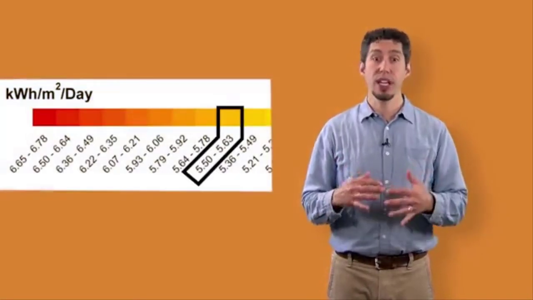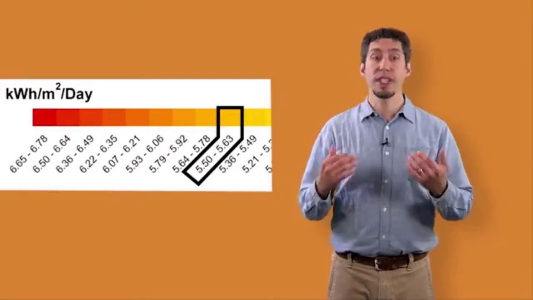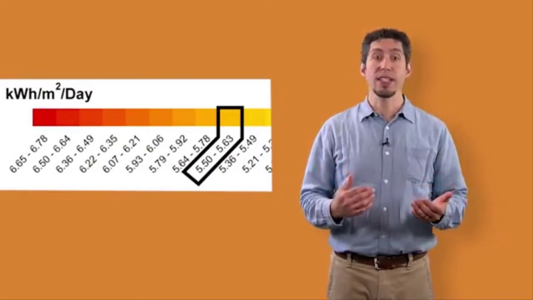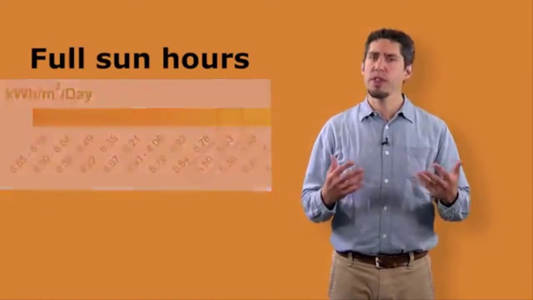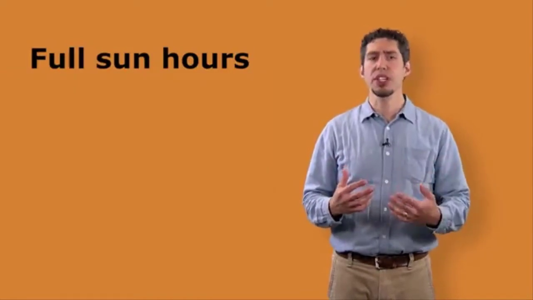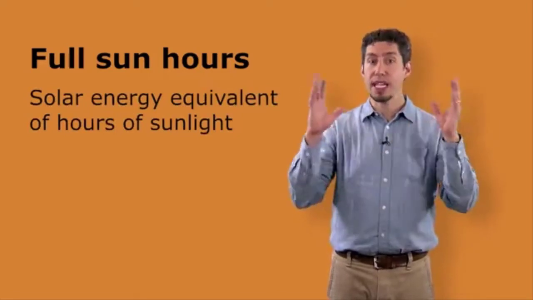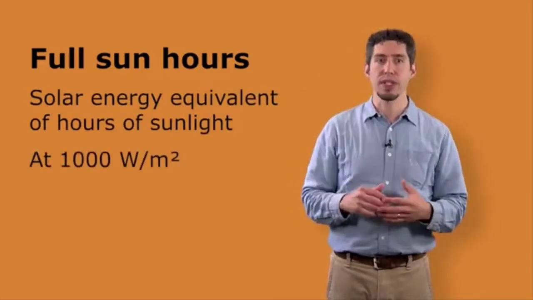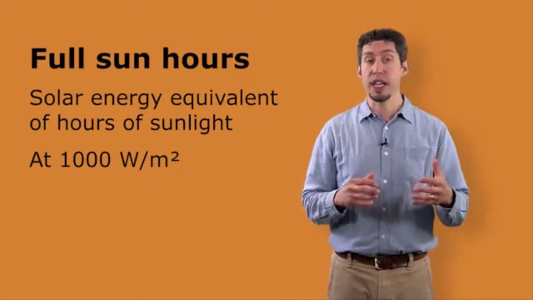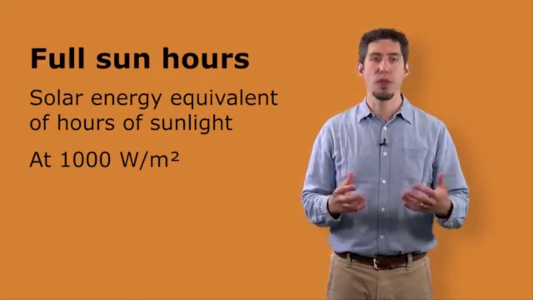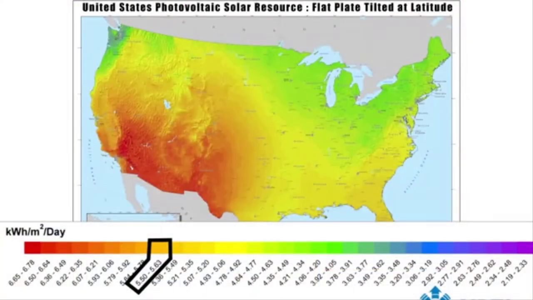We're going to use an example where we have around 5.5 kilowatt hours per square meter of sunlight, which is also known as full sun hours. A full sun hour is defined as the solar insolation a particular location would receive if the sun were shining at its maximum value for a certain number of hours. That maximum value is defined by the standard test condition of 1,000 watts per square meter. So, according to the legend on the map, this value of 5.5 full sun hours shows up at about an orange color.